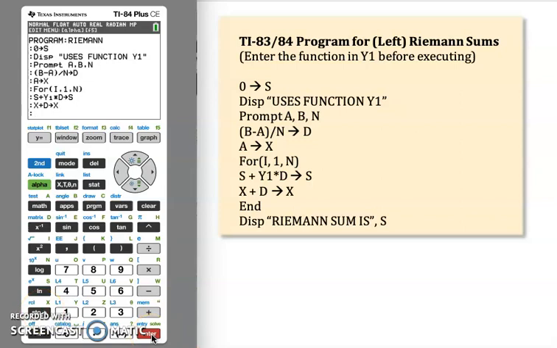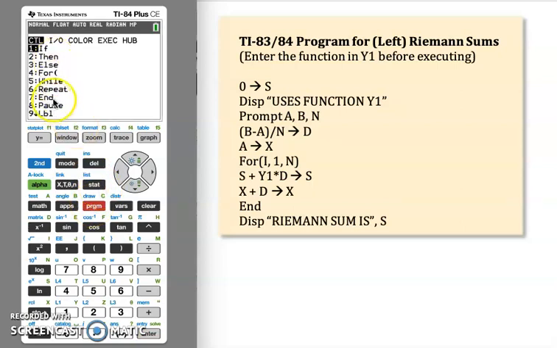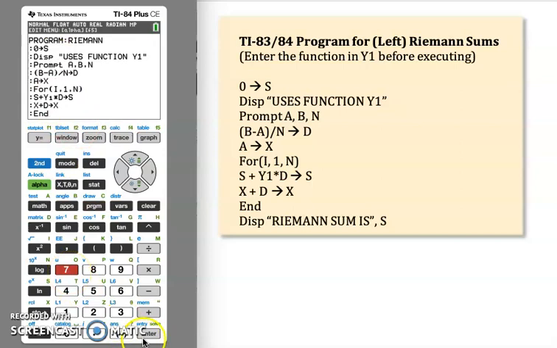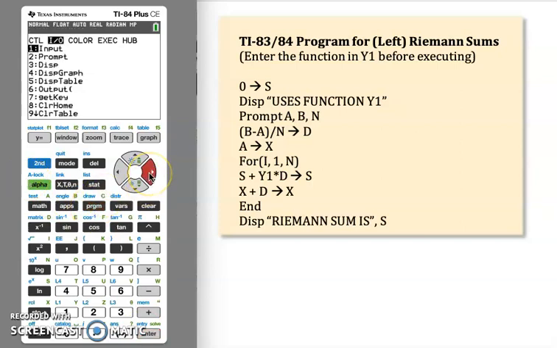Now we have to end this repetition, right? Your calculator will know to end it once it has reached the value of N. To put End, we go to program and then go to number 7. So we end these repeated calculations. And at the end of all this, we're going to get the total Riemann sum. So we're going to display this result. Go to program, I/O, number 3.